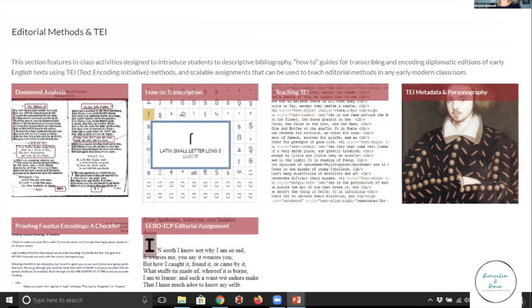The Teaching TEI page features how-to guides for encoding digital editions. It walks users through encoding div structures, form works, and inline features, and it also discusses how to use CSS to encode layout and style. The TEI metadata and personography page provides downloadable instructions for the same. And I've also created a proofreading checklist designed to help students peer review one another's encoding projects. Finally, the EBO TCP assignment is an in-class assignment that does not require encoding skills or software.